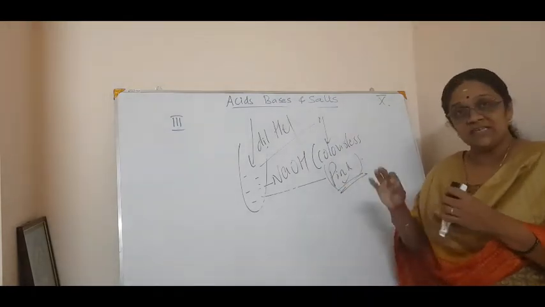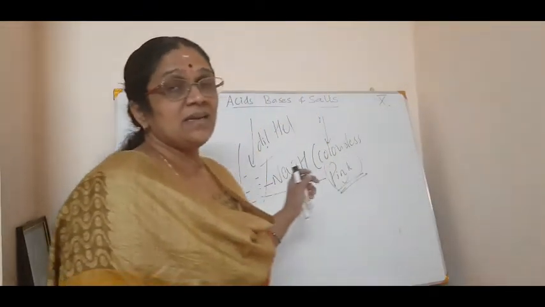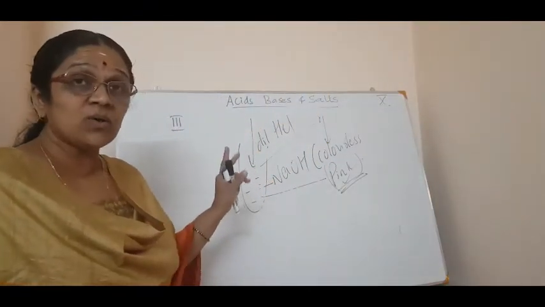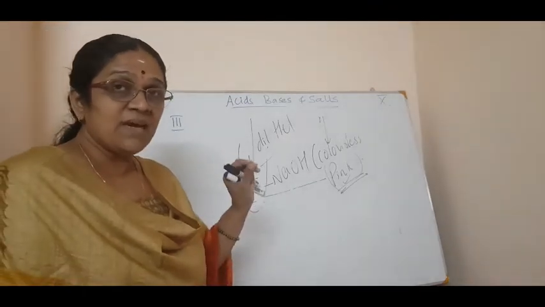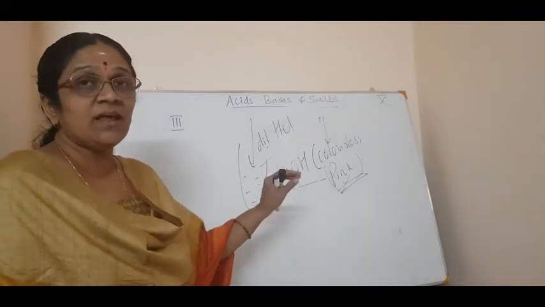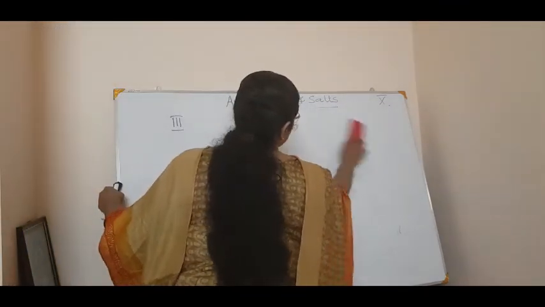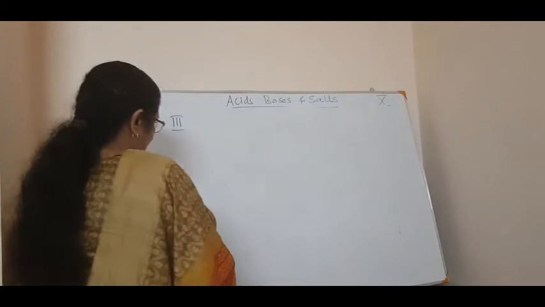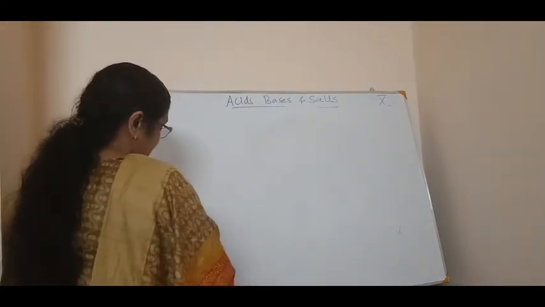Okay, is it clear? Okay, now moving on to the fourth reaction, that is the reaction of metallic oxides with acids. Okay. Now what do you mean by metallic oxides? What is a metallic oxide? Can you give an example of a metallic oxide?